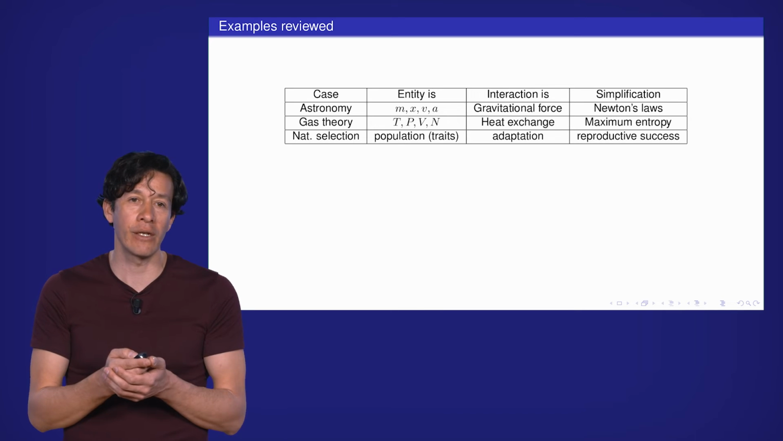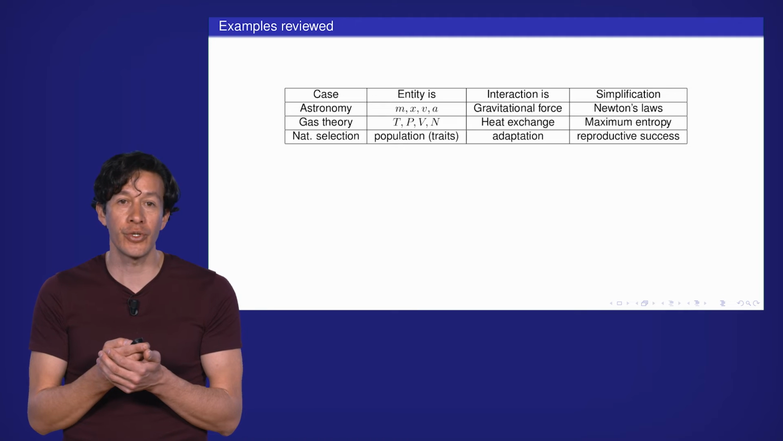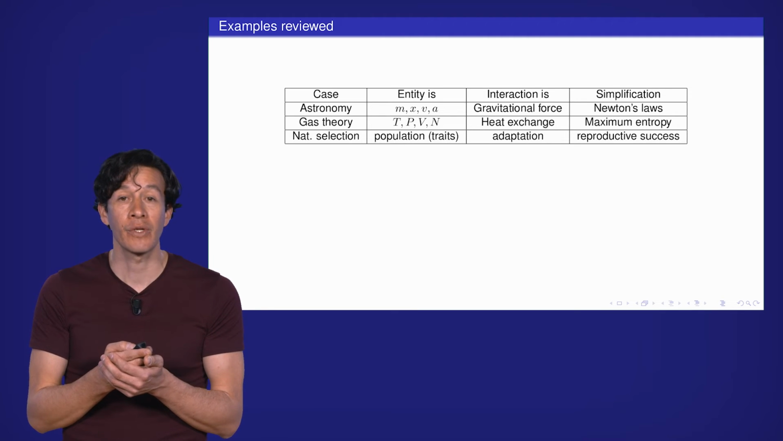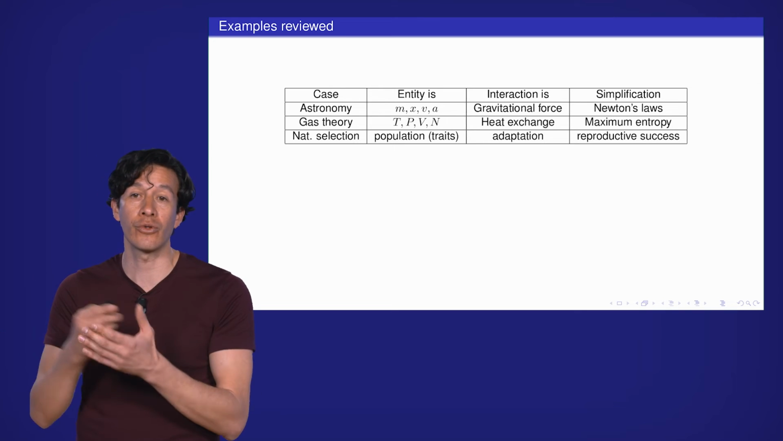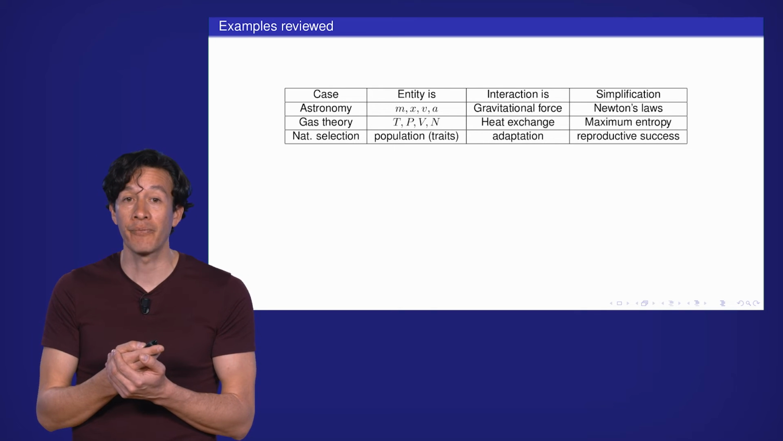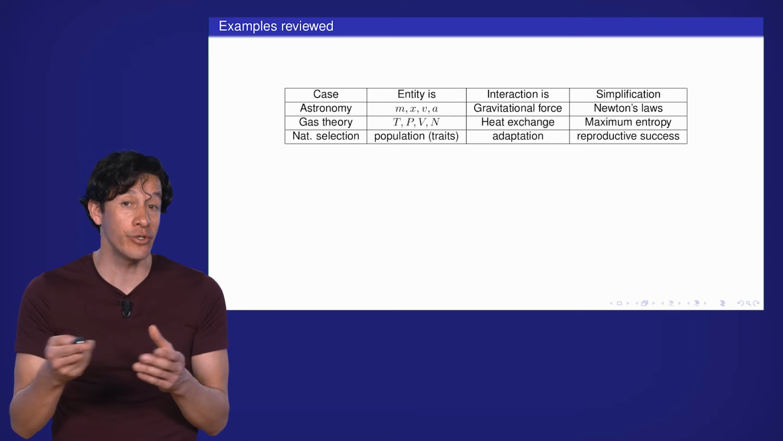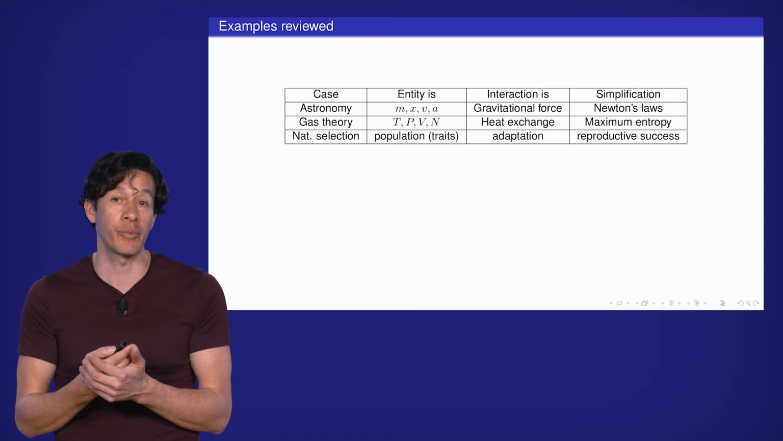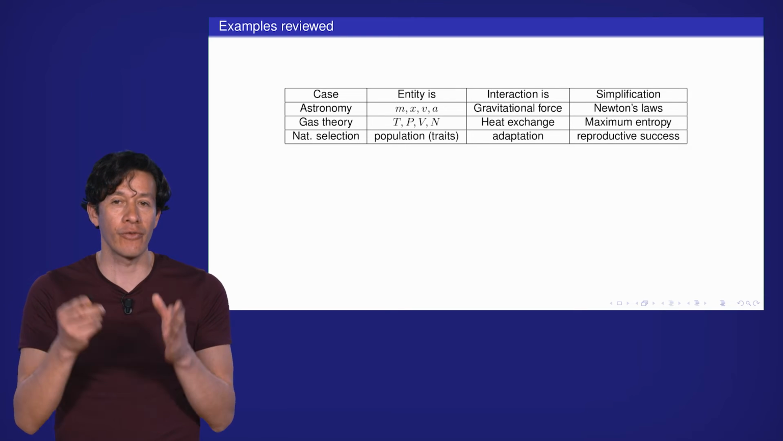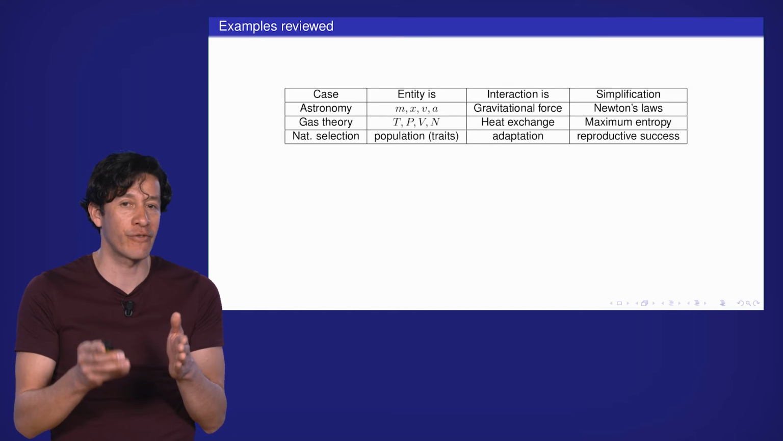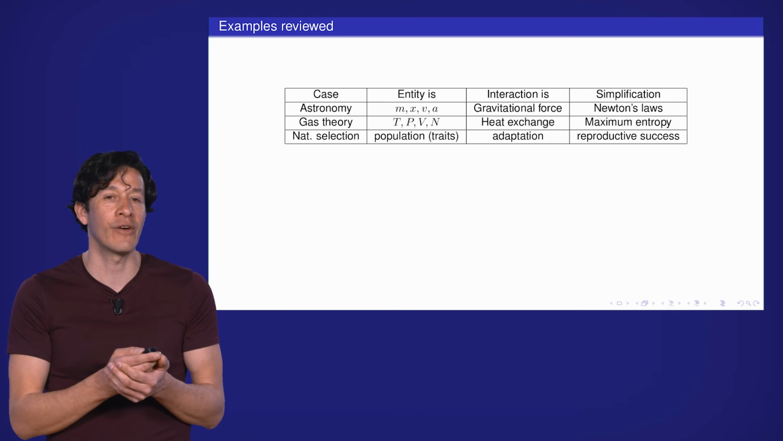So, a very little summary. You can look at astronomy. The entity is described by the mass, the position, the speed, and the acceleration. The interaction on which things depend is the gravitational force, and the simplification is Newton's law. Then the gas theory: you get temperature, pressure, volume, and number of particles. The interaction is heat exchange, and the simplification is maximum entropy. You don't need to know these details, but you can take them as facts. There is a simplification principle, there is an interaction, and the entity is described in a very simple way.